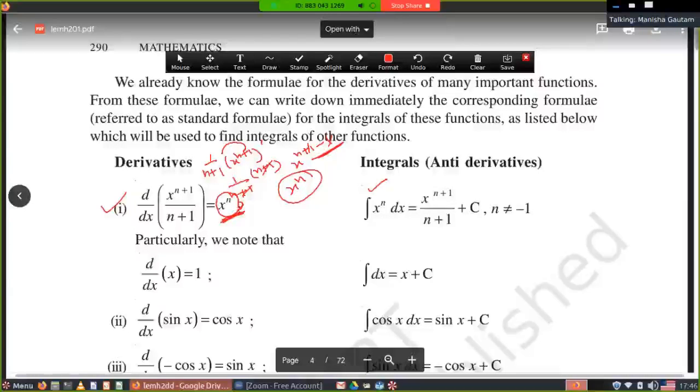Add 1 to the power and divide by this power, n plus 1, in this integration, and write down c, constant. So the integration of x to the power n is x to the power n plus 1 upon n plus 1 plus constant. Now for example, suppose you want to find the integration of x square. You get x to the power of 1 increased and divided by the power which you got, plus constant. What is the meaning of this constant?